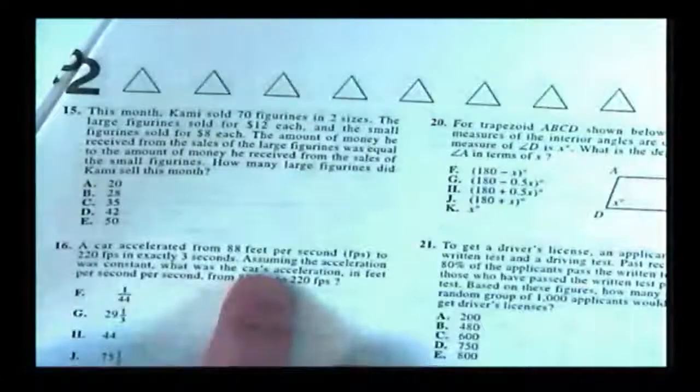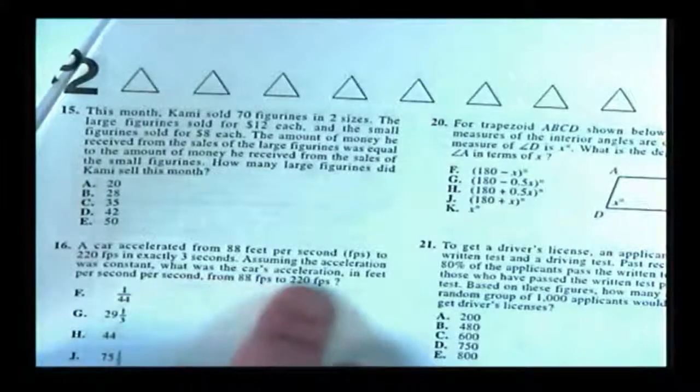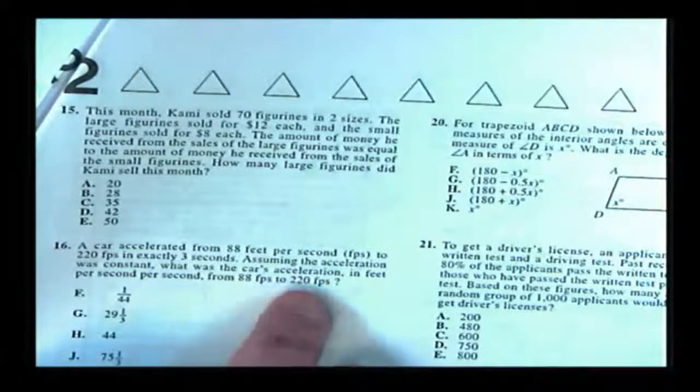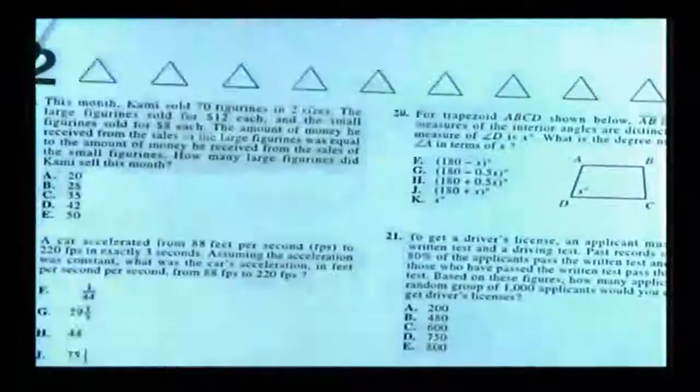Let's see, number 16. Number 16 is quite similar. If you look at this, a car accelerated from 88 feet per second to 220 feet per second in exactly 3 seconds. Assuming the acceleration was constant, what is the car's acceleration in feet per second squared? Once again, this is a function.